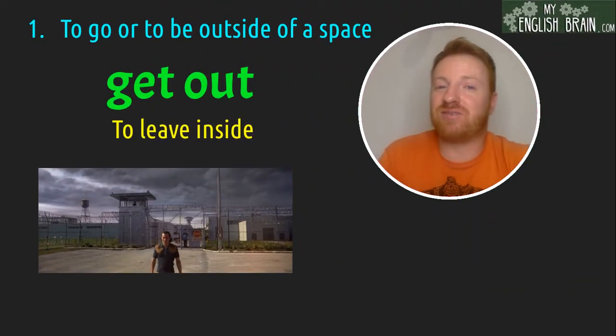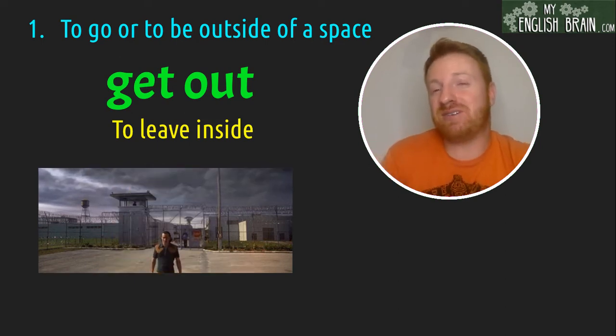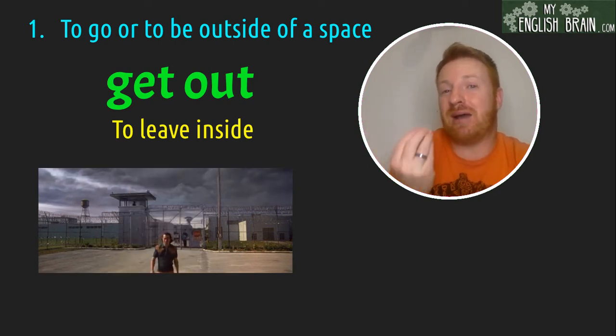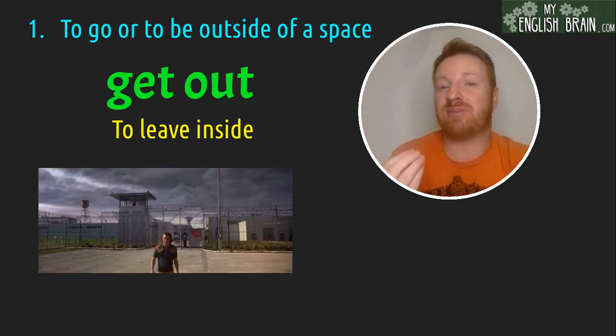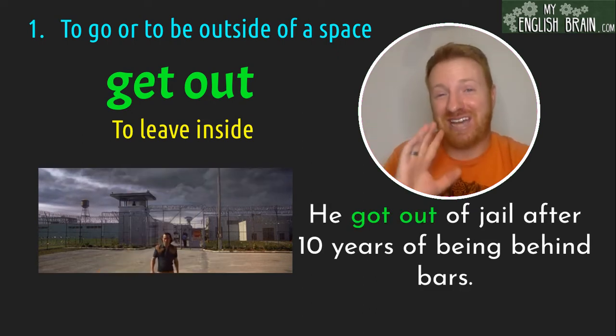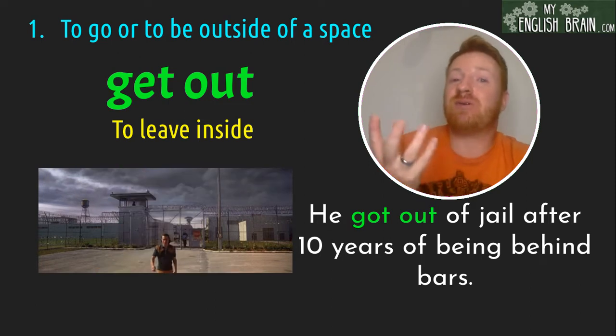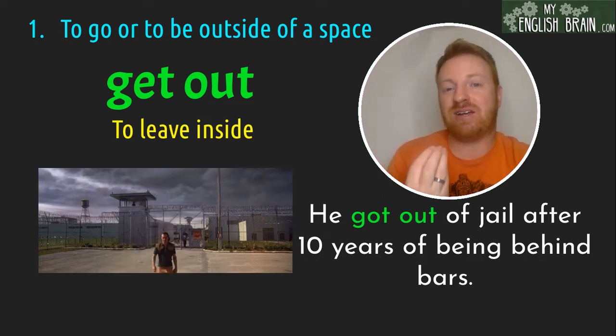Next up is the phrasal verb get out. Get out means to leave from an inside area, but specifically it means leaving an inside area where you are being kept or you're trying to keep something. So for example, he got out of jail after 10 years of being behind bars. Now again, the idea is that he did not escape, but they were keeping him in the prison until he gets out of the prison.